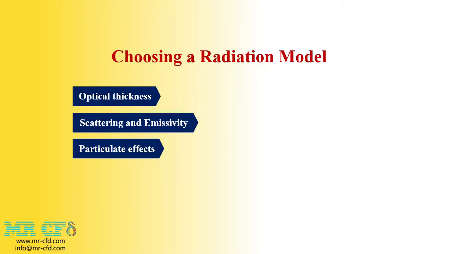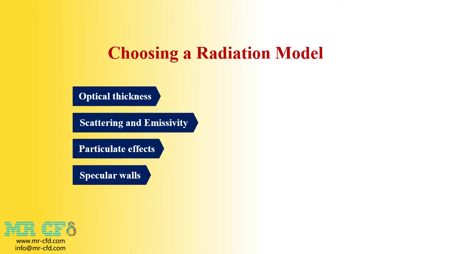The third criterion is checking the effects of suspended particulate effect. The presence of suspended particles in the space means things like dust, smoke, and pollutants, water droplets, etc. These suspended particles can affect the quality of radiation in the space under investigation. Among the radiation methods studied, only P1 and DO models can consider the exchange of radiation between gas and suspended particles.